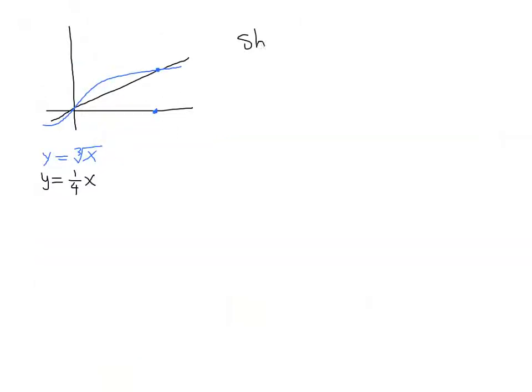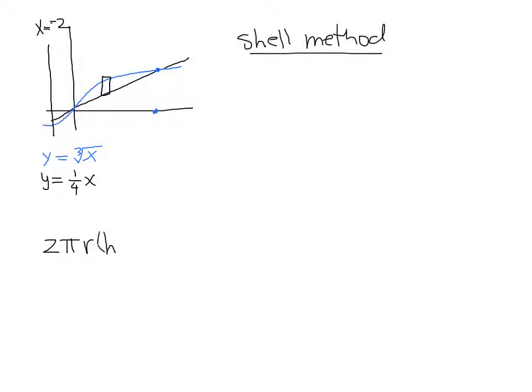If you choose to use the shell method, which quite frankly at this point for this particular example I actually prefer, we're still rotating about the line x equals negative 2. For the shell method you slice parallel to your axis of rotation, and the volume of a slice is 2 pi r times the height times the thickness, which is delta x. In this case, r is the distance from the axis of rotation out to that slice, so that will be 2 plus x, and the height of the slice is given by cube root of x minus 1/4 x.